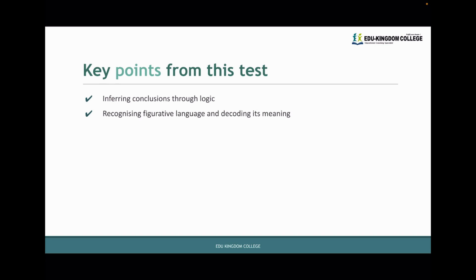So that's it for this test. Just to review our key points, I hope you guys were able to try and form your own answers by using your own logic when you couldn't find the answer directly in the text. And also, I hope you guys got a chance to practice and recognize figurative language.